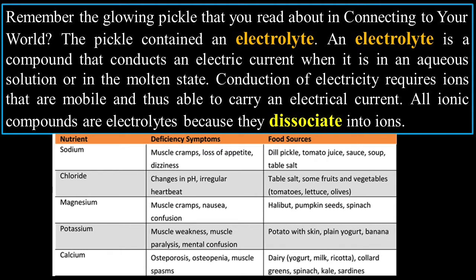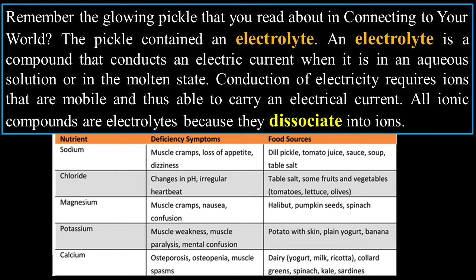However, here are some nutrients: sodium, chloride, magnesium, potassium, and calcium. Here are some deficiency symptoms. The chloride, changes in pH, irregular heartbeat, for instance. Food sources: table salt, some fruits and vegetables, tomatoes, lettuce, olives, etc. You can read that: sodium, chloride, magnesium, potassium, calcium. So very important. You'll find a lot of that in Gatorade and things like that.